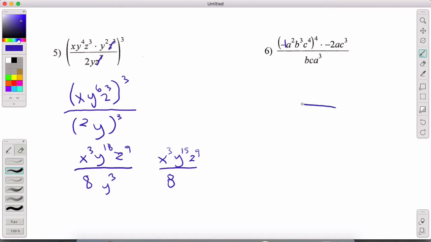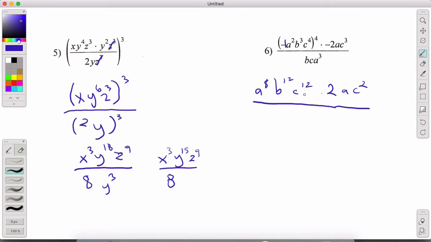So when I start to simplify this problem, again working numerator then denominator, I'm going to take everything here to the 4th power. So -1 to the 4th power is actually just 1. A to the 2nd to the 4th, b to the 3rd to the 4th, 4 times 4, 16, times 2ac.